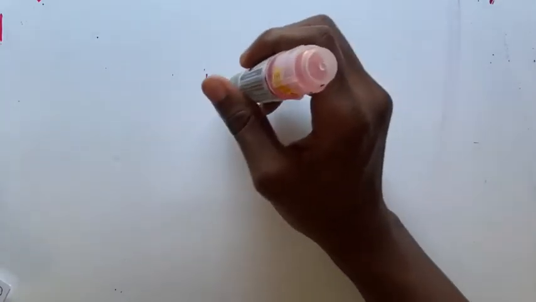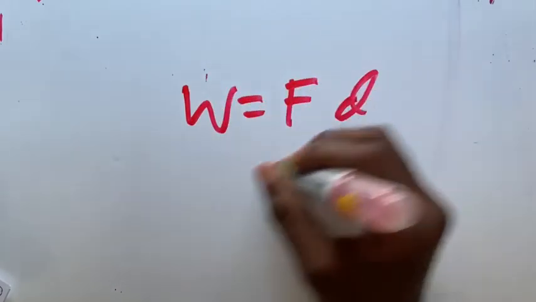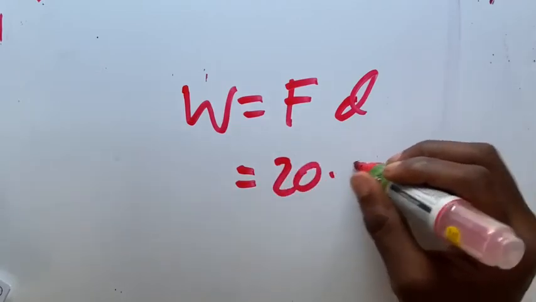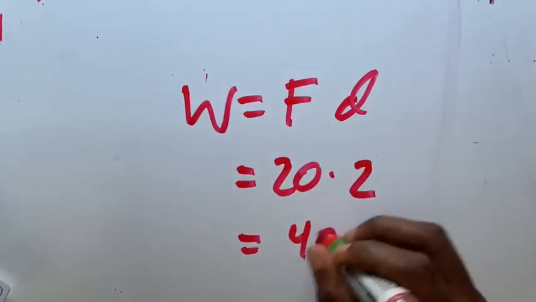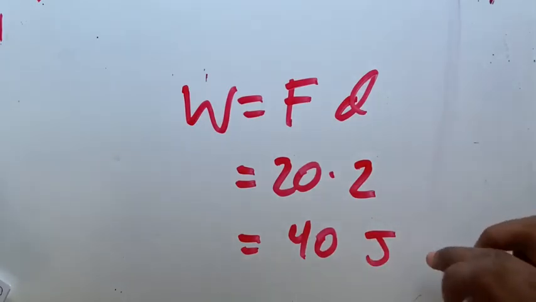12 says you have a music console and it's pushed by a force of 20 newtons. The work done on the console is: work equals force times distance. The force is 20 newtons. The distance is 2. So the work is going to be 40 joules. So for 12, the answer is going to be A.